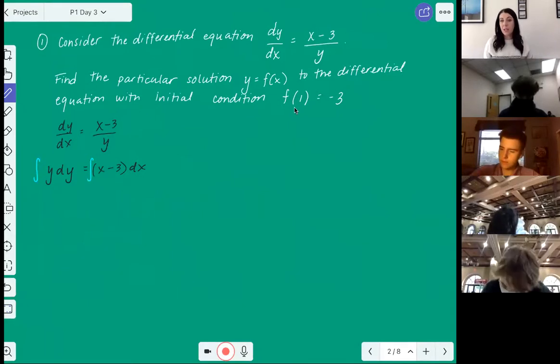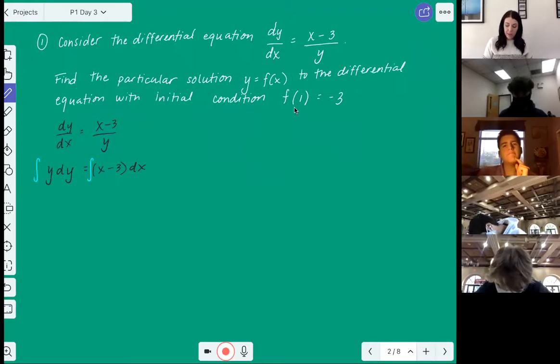Okay, this is where this gets a little bit tricky, so make sure you're focused here. We're integrating y dy, meaning we're integrating y to the first with respect to y. And then we're going to integrate x minus 3, that whole side, with respect to x. On the left side, we end up getting y squared over 2.